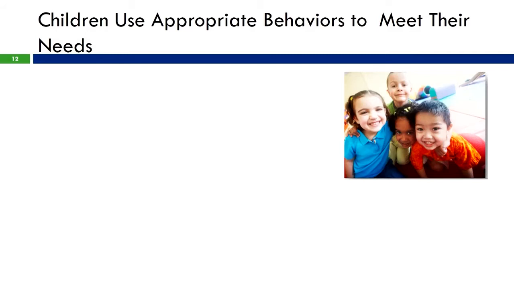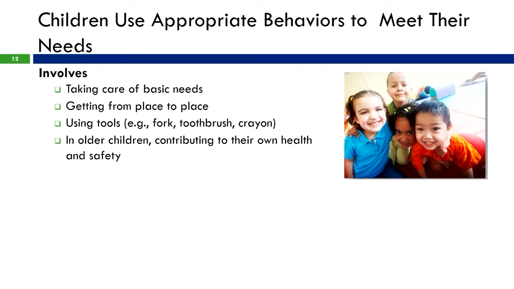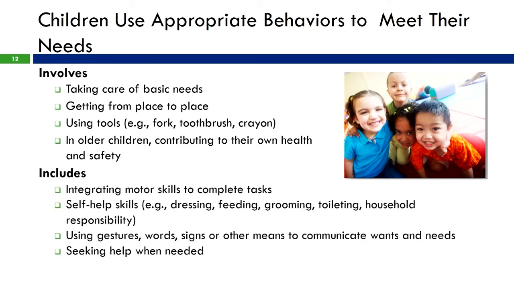The third outcome area involves children taking appropriate action to meet their needs. Over the early childhood years, children become increasingly independent. This outcome includes taking care of basic needs like hand washing and going to the bathroom, getting from place to place, using tools like a fork or a toothbrush, and knowing not to run into the street. It also includes using motor skills to get something the child wants, such as pulling up a stool, using words or gestures to request more crackers, and other appropriate ways to get what the child needs or wants.